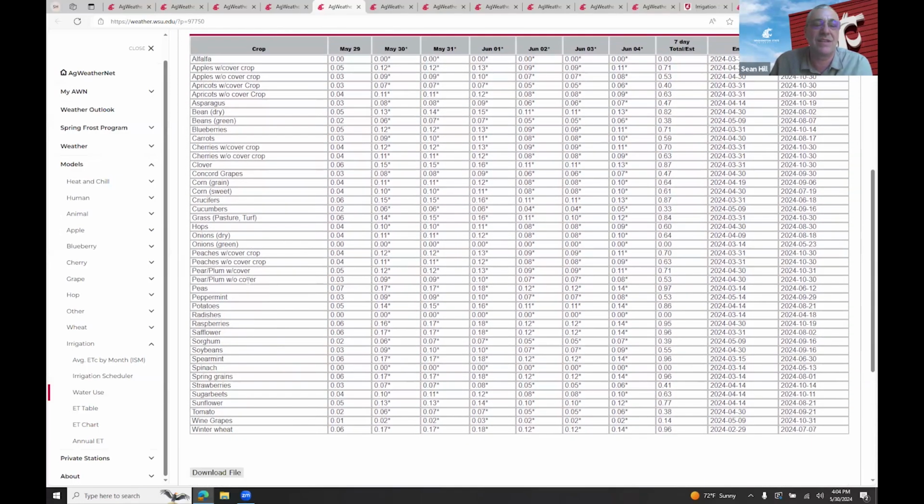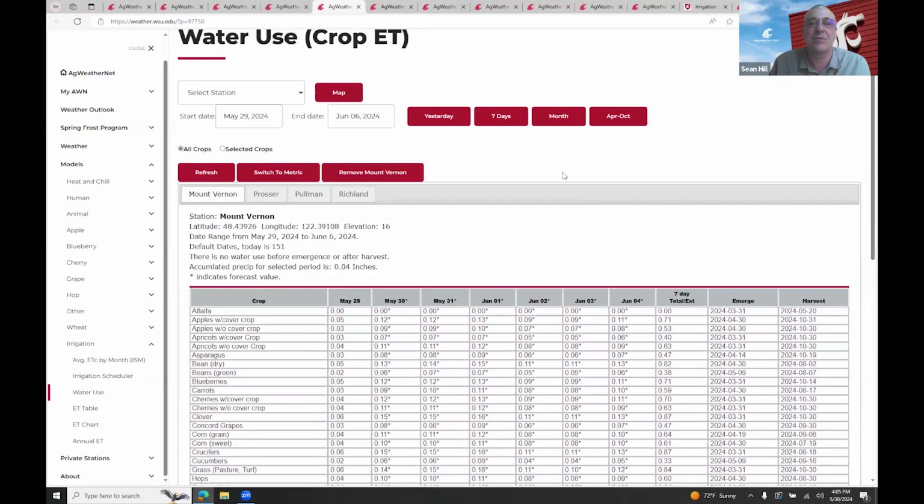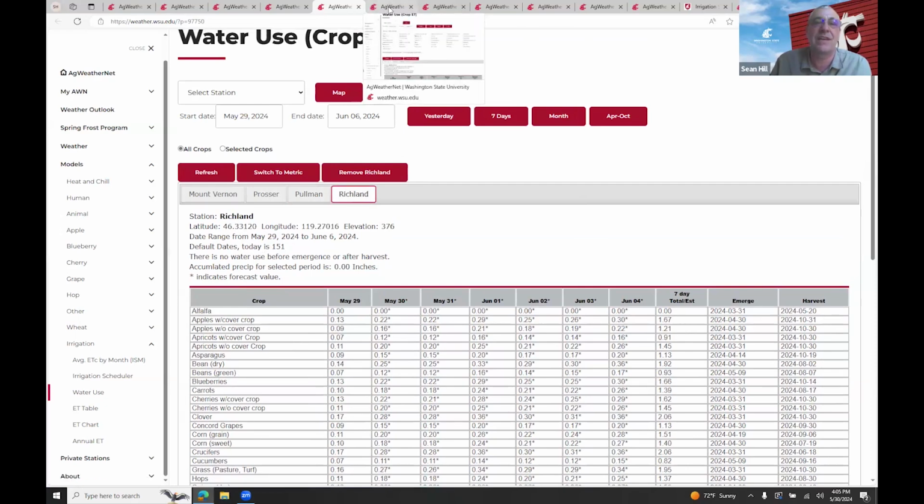As you can see, they're listed down the side. How much water use is yesterday. Today is not completed yet, so we still consider the forecast values, and then it sums the total here for you, and it will tell you what the emergence and harvest dates would be. You can download this data for use in your preferred offline tools, and again, just to note that you can see several of your stations at once if you like.